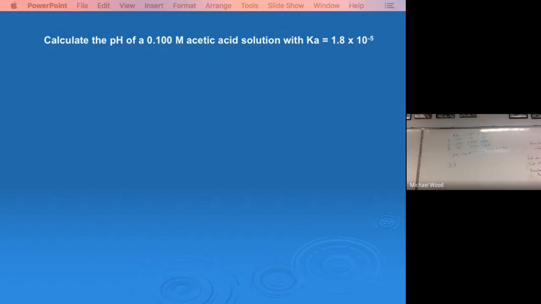You know, write the equation. Definitely big thing on the test is doing these problems. I would write the equation, and then I do an ice table. And that's why even with strong acid, strong base, I do that.